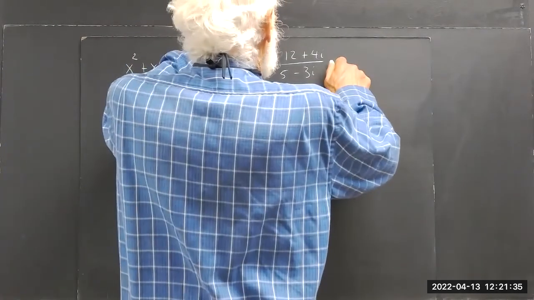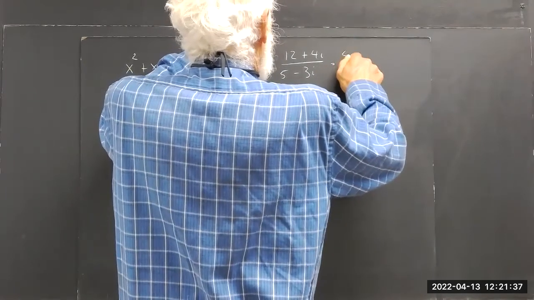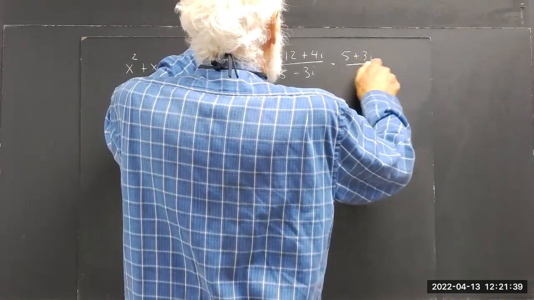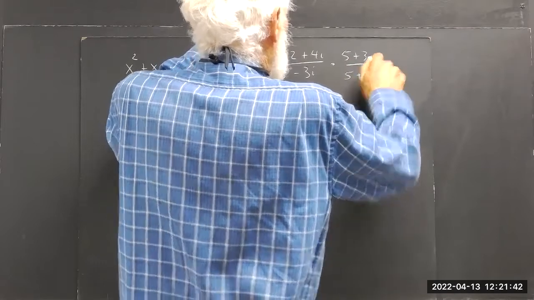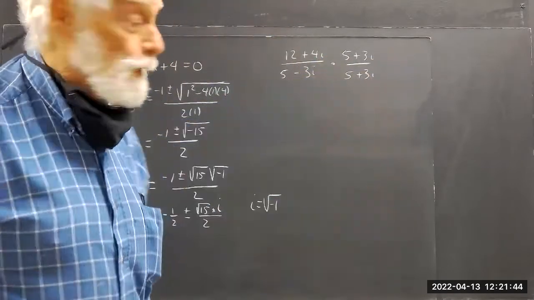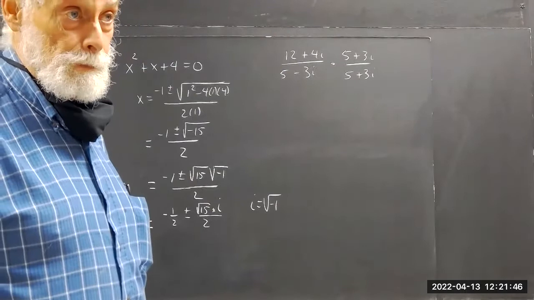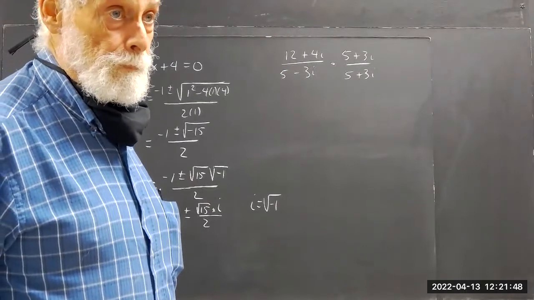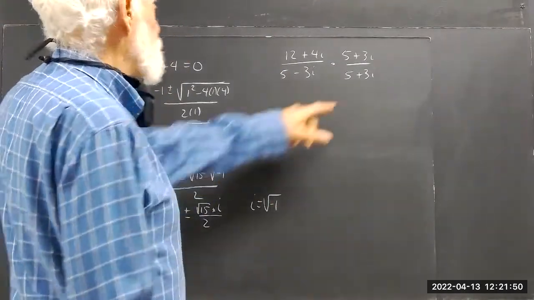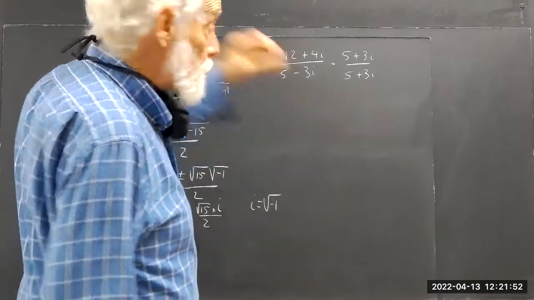Okay, anyhow, if you have this, how do you divide that? This is going to look familiar. You multiply by (5 + 3i) over (5 + 3i). Just like rationalizing the denominator, you have a square root in it, okay? And that becomes easy. That's exactly the same process that we got.